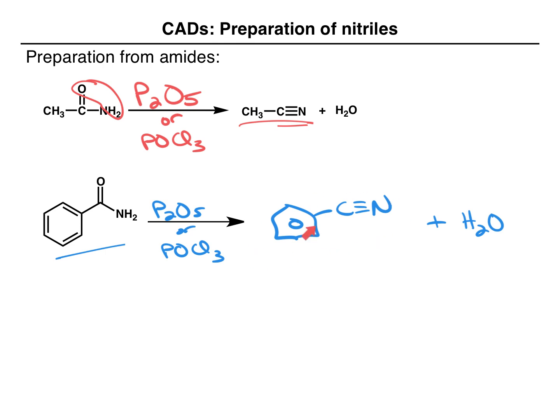Notice what we have here is an aryl nitrile. There is a specific method to make aryl nitriles from aryl diazonium salts, which we cover in another chapter.